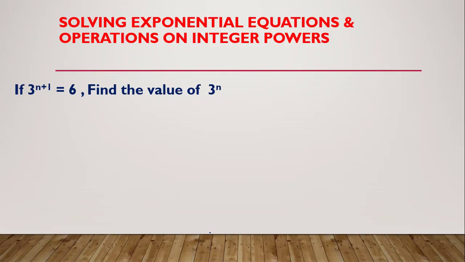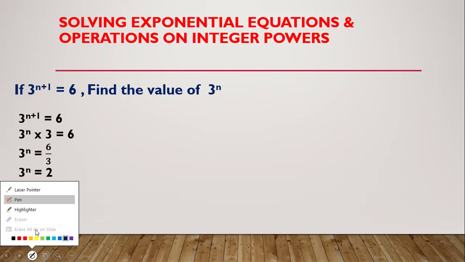3 power n plus 1 equals 6. Find the value of 3 power n. 3 power n plus 1, it means that I'm adding the powers. It means I have a multiplication operation in which 3 is the base and the power is n, and for the other one the power equals 1. So 3 power n times 3 power 1.